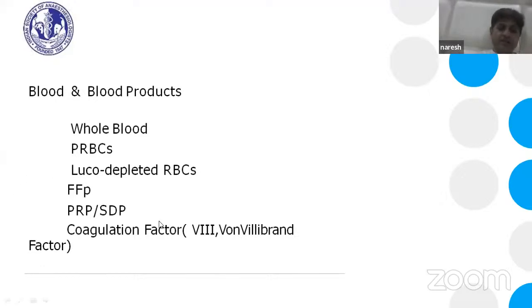Coagulation factors are again very costly, 20 to 22,000 rupees for one pack. PRP and SDP are easily available, but PRP is almost a placebo use: one PRP increases platelets by hardly 2 to 3,000, while SDP increases platelets by approximately 50 to 60,000. So for thrombocytopenic patients, better not to use it.